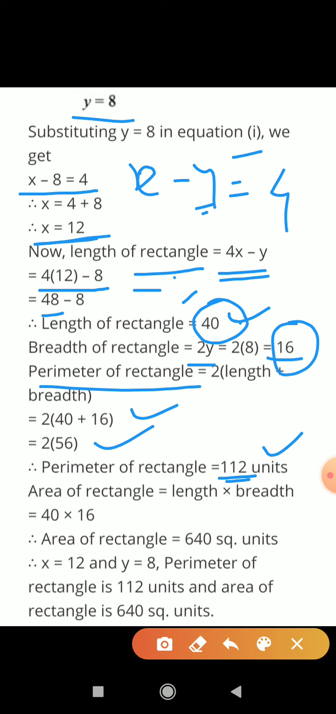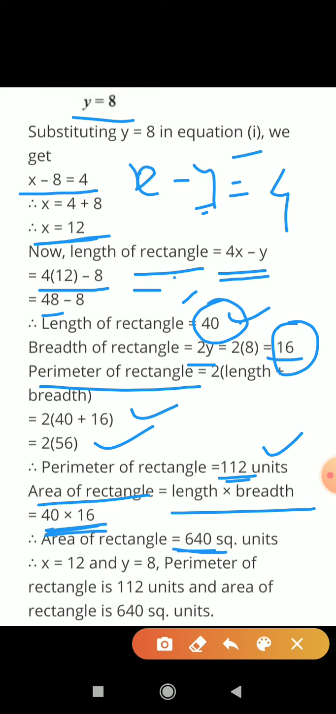Then we have to calculate the area of the rectangle also. So the area of the rectangle is equal to, formula is length into breadth. Length is 40, breadth is 16. So the area of the rectangle is equal to the multiplication of 40 into 16, 16 4s are 64. So this becomes 640 square units. The unit of area is square units.